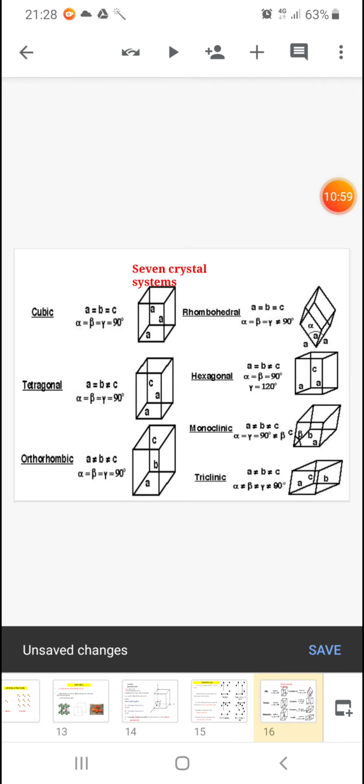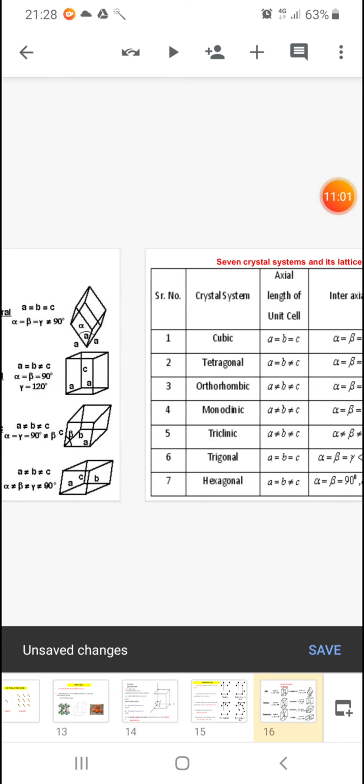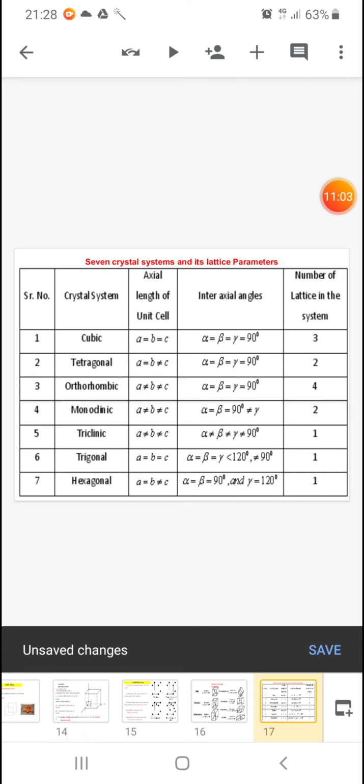Whenever a particular crystal system is there, then its length of unit cell is different. Also, the interaxial angles are different, and the number of lattices in the system is also different. We have to see them one by one.